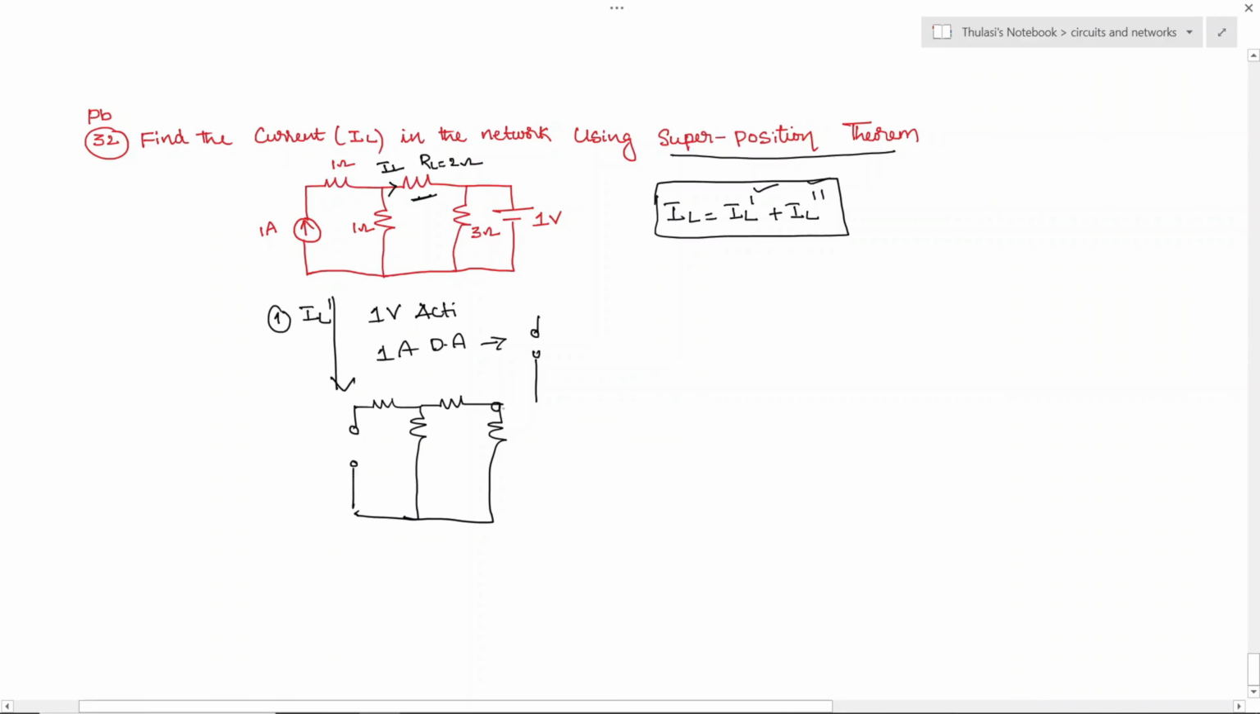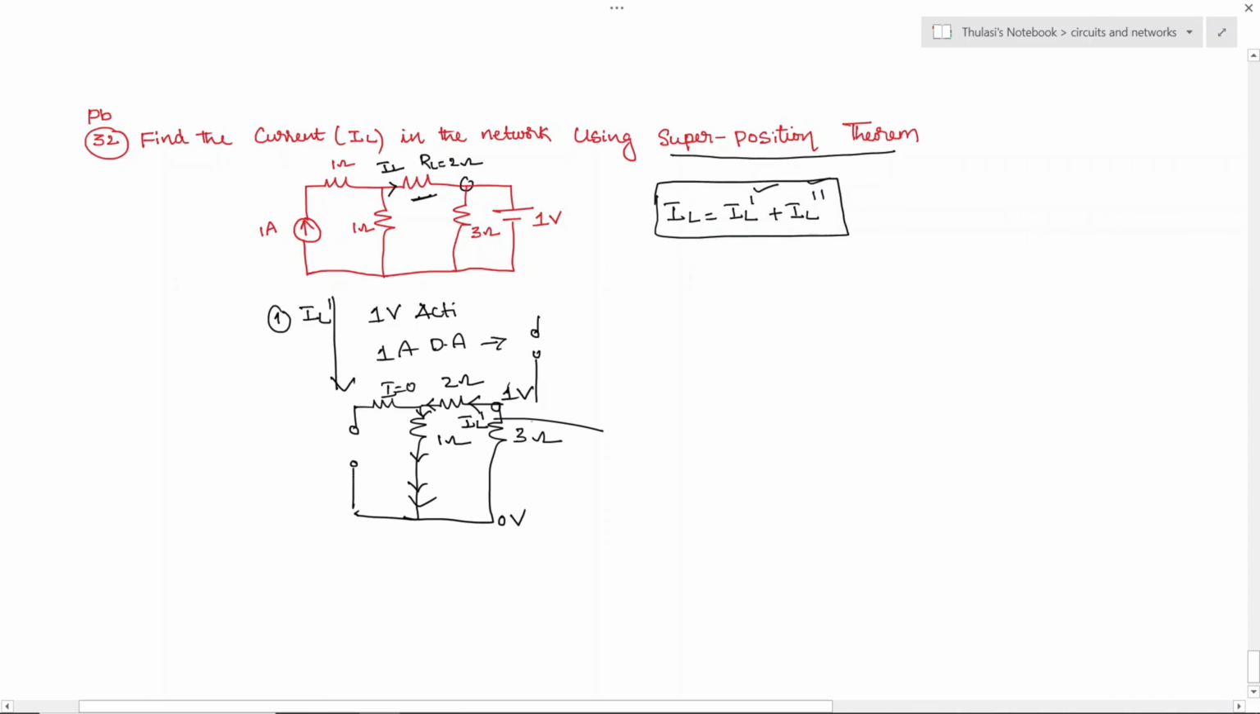Okay, so the voltage at this point is how much? 1 volt. The voltage at this point is 0 volts. This is of 3 ohm, this is of 2 ohm, and this is of 1 ohm. Now I want the current in this branch, therefore our current is flowing like this, which is nothing but IL dash. The current IL dash will flow only in this branch. The current doesn't flow in this branch. Why? Because already this is open circuited.